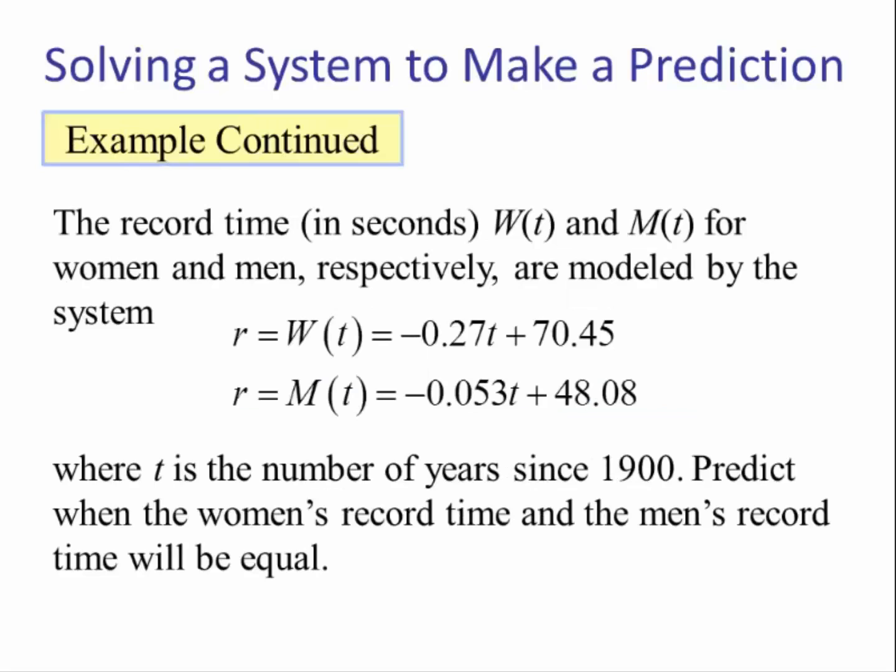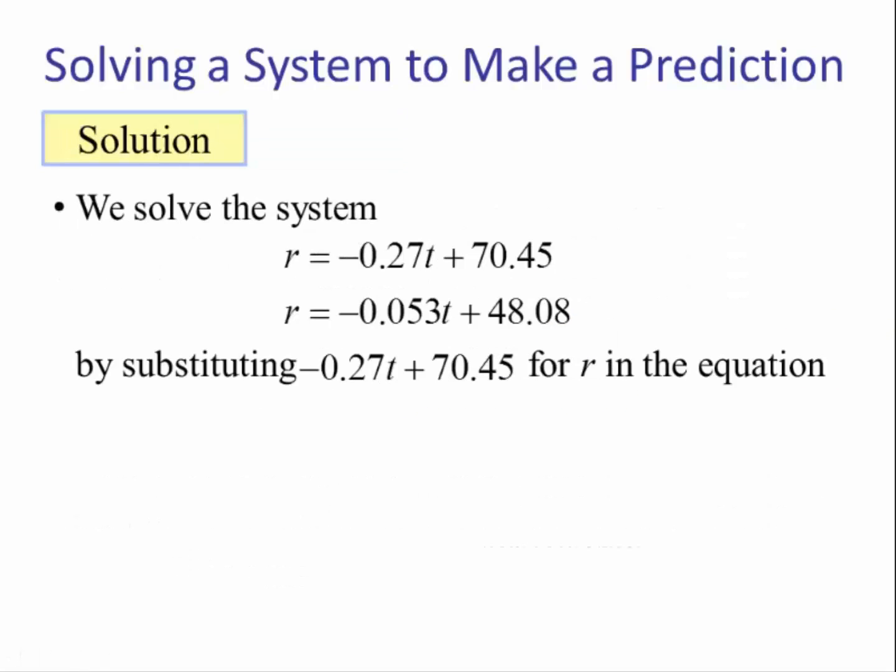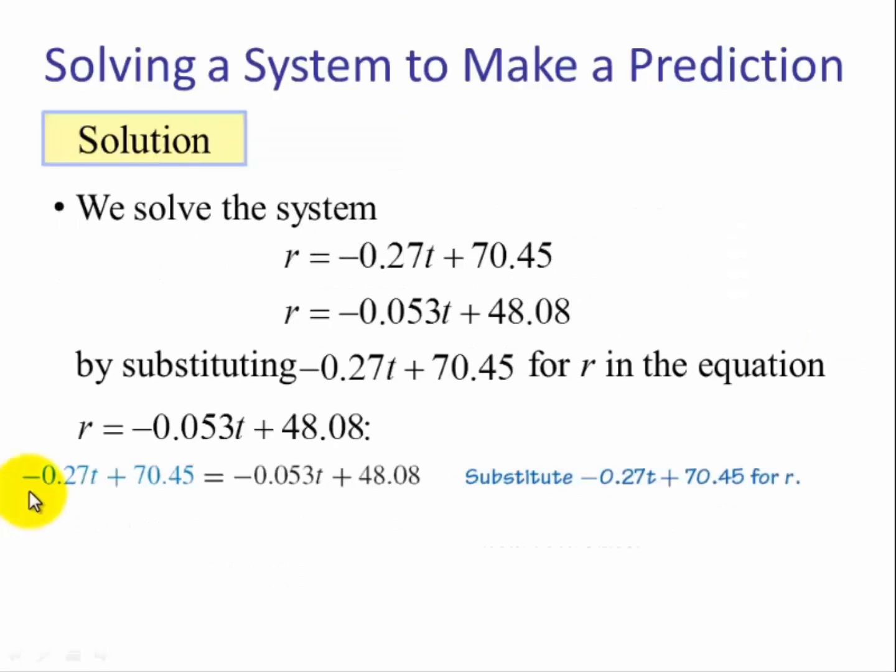Now that we have our two models, we want to predict when the women's record time and the men's record time will be equal. Now the easiest way to do this is by substitution. So we're going to take this expression and set it equal to this expression and solve for T. So here we have our equation. We have T's on both sides.